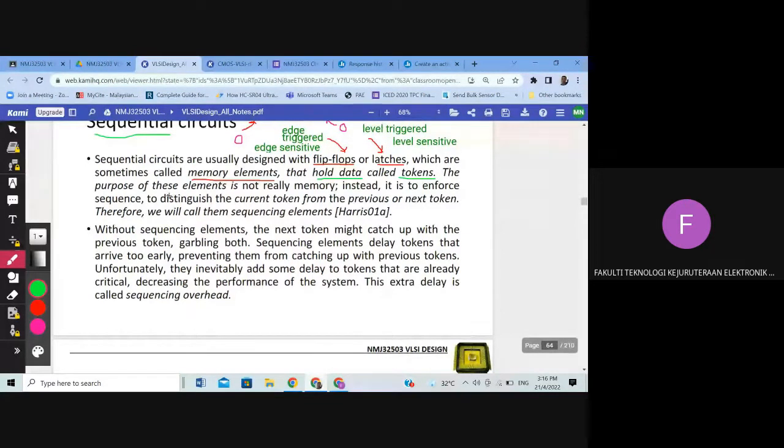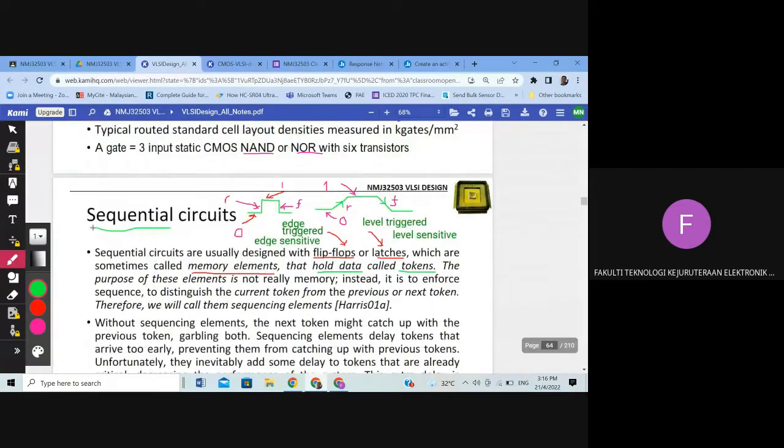So the purpose of these elements is not really memory. It's not really a memory like RAM, ROM, or FIFO memory. Instead, it is to enforce sequence, which means it is used to make sure that data is coming in or going out in sequence, one after another. That's what we call sequence, and that's what makes the circuit sequential.